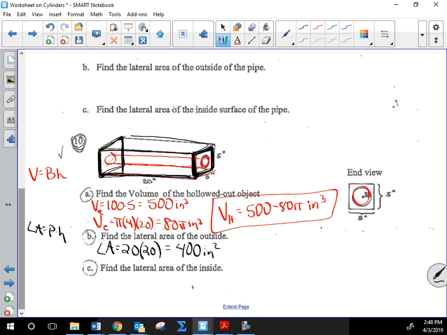All right, lateral area of the inside. Ooh, the lateral area of the slurped out jello. So what shape are we talking about? Cylinder. Okay, so it's still the same formula, but for a cylinder, our perimeter is really circumference. Our radius was 2, so what's our circumference? 4 pi. Good. And what is my height again? 20. Again, height is the distance between your bases. So the lateral area of the slurped out area is 80 pi inches squared.